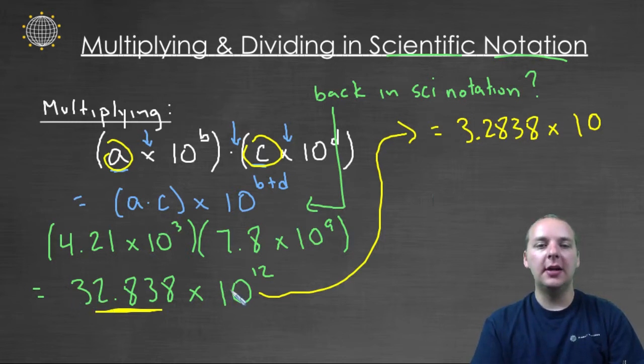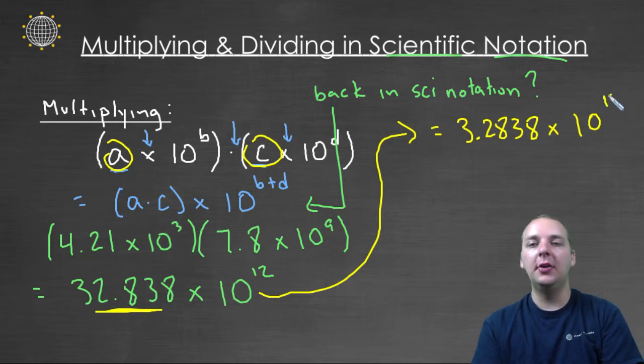So let's think about this. We did have 10 to the 12th. Now what we just did was we made our a smaller, which means the times 10 to the b would have to work a little harder or be a little larger to make these numbers equivalent. So we would need times 10 to the 13th. And here's how I know that.